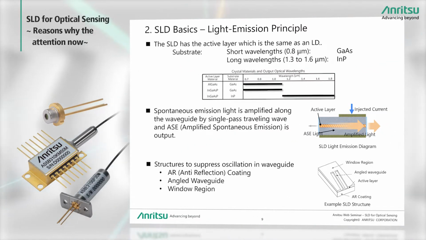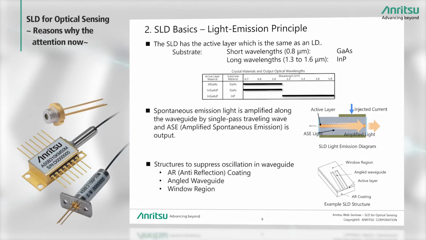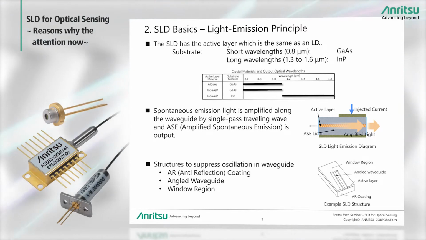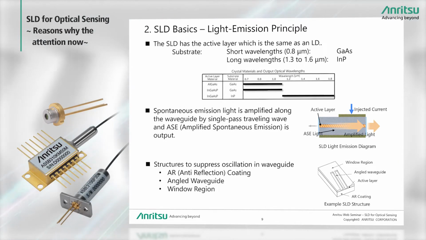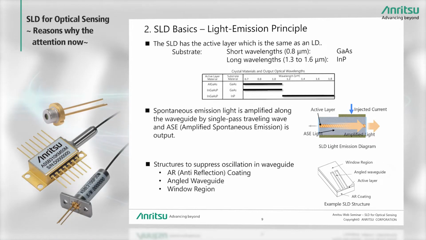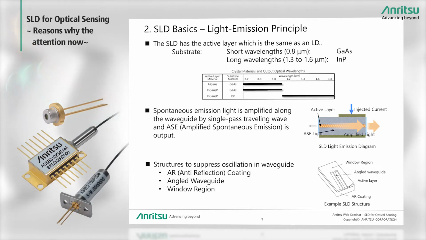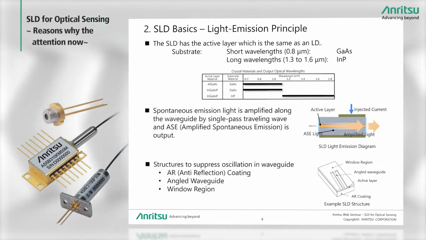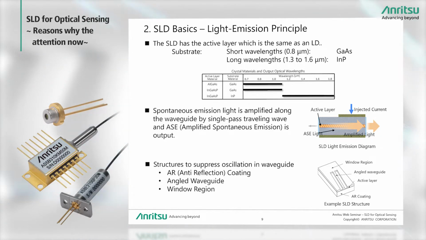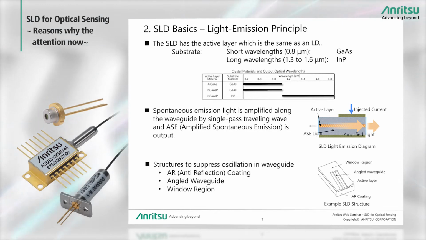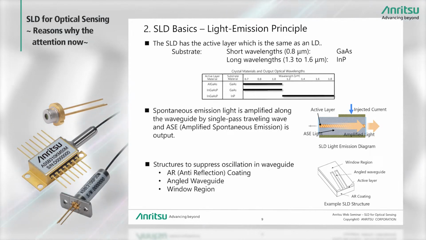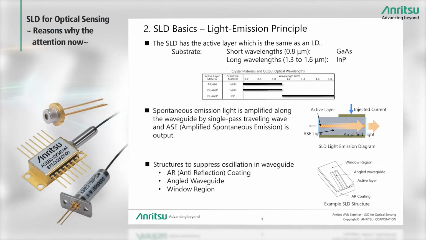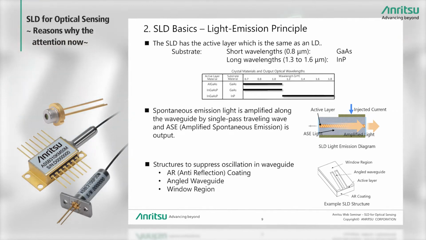Semiconductor light-emitting devices use different substrates depending on the required wavelength. In SLD, the semiconductor substrate is gallium arsenide for short wavelengths of 0.8 nanometers and indium phosphide for long wavelengths. The diagram on the middle right shows the cross-section of the SLD light-emitting layers. The SLD has the active layer, which is the same as an LD.